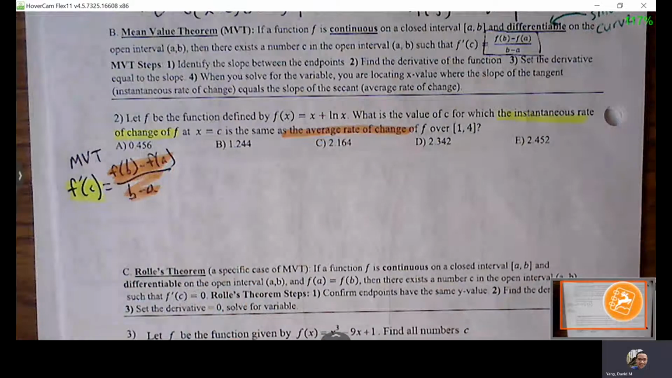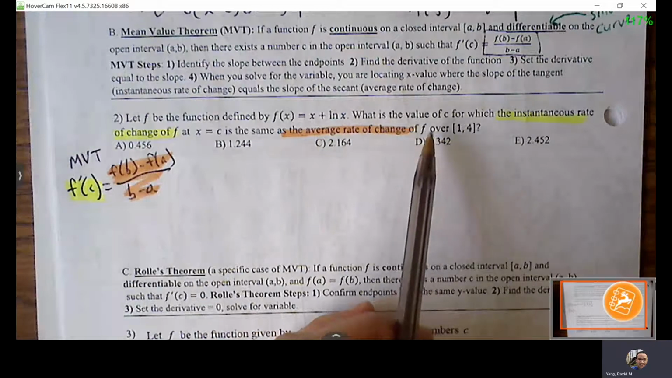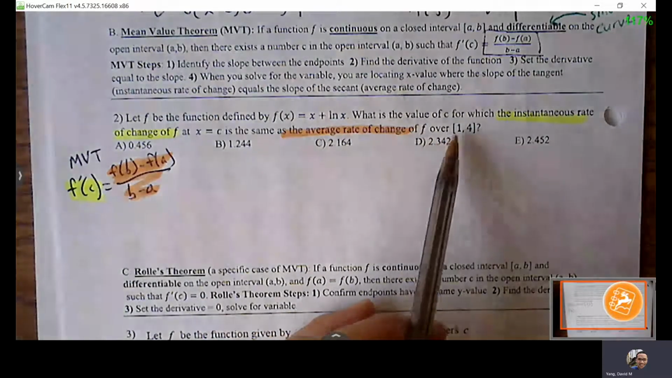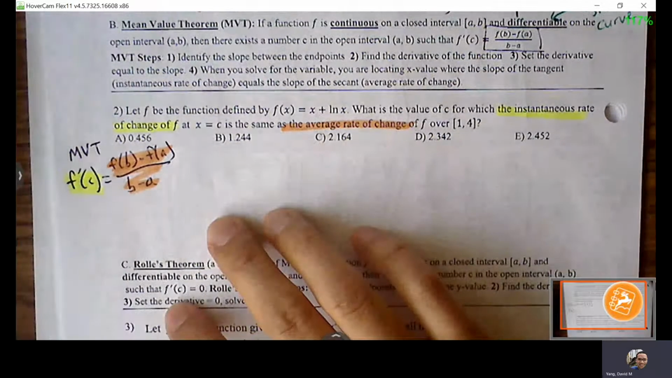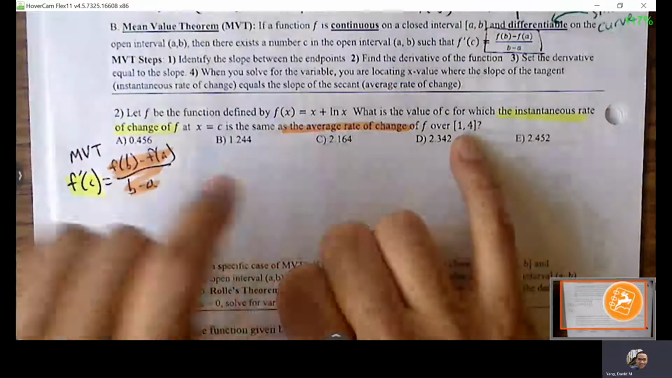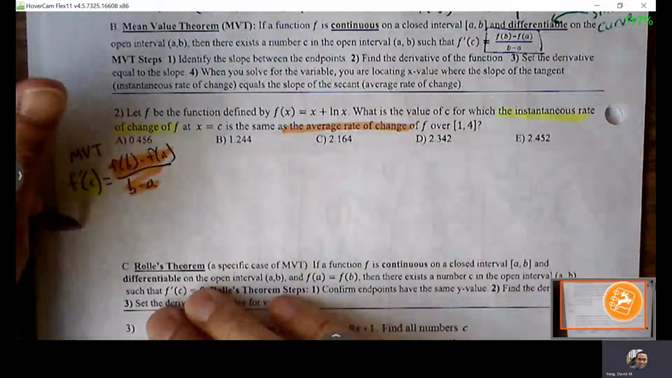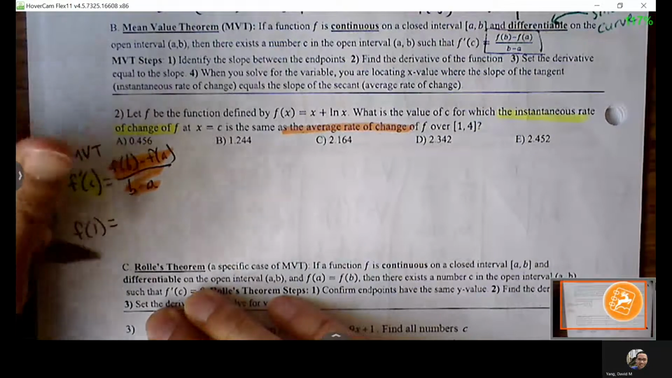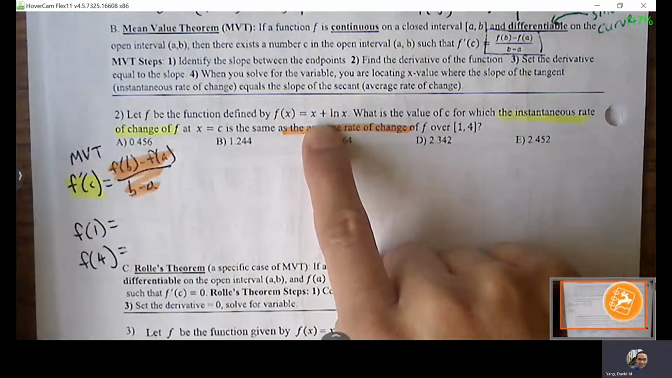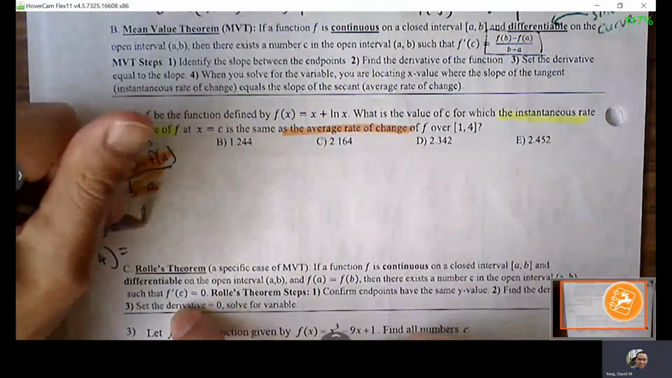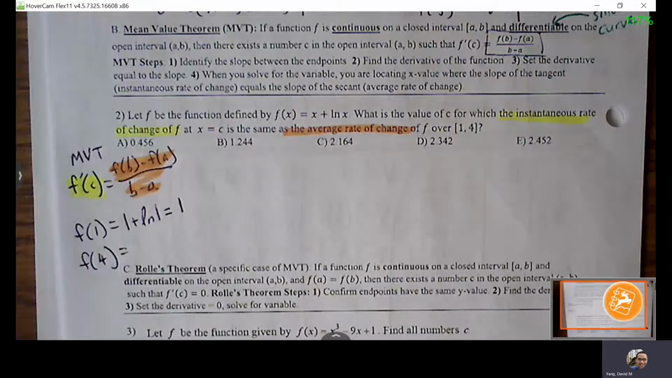Okay, so first things first, let's find the average rate of change. Let's find the slope between the endpoints. But before we can find the slope between the endpoints, we have to first find ordered pairs so that we can find some y values. So insert 1 and 4 into the original function so that we can find those endpoints. So f of 1 and f of 4. f of 1 is 1 plus natural log of 1. Natural log of 1 is 0, so 0 plus 1 is 1.